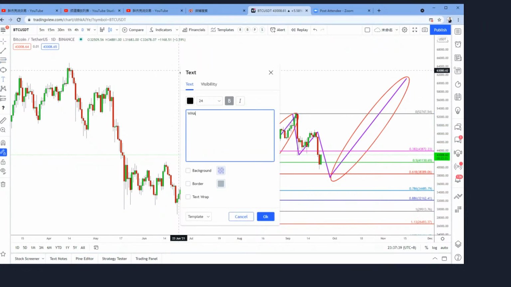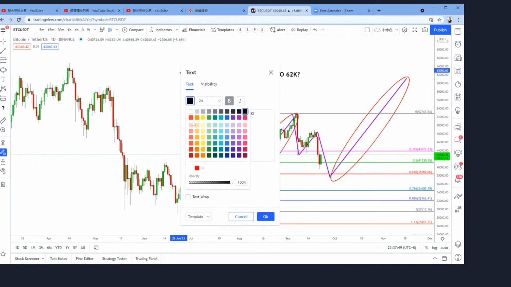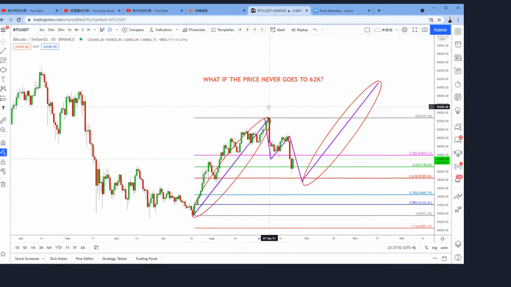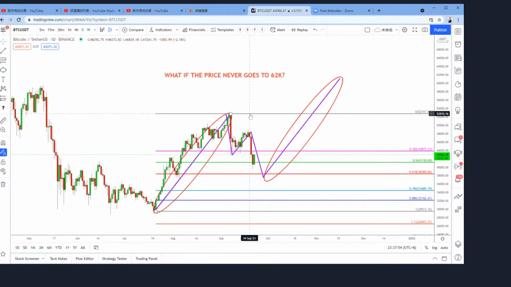Okay, second question. What if the price never goes to 62K? Do you have any plans or not? What other potential scenario will there be if the price fails to go to the high? Can you draw the path for Bitcoin? Can you? If the price didn't really go to 62K, what may happen?